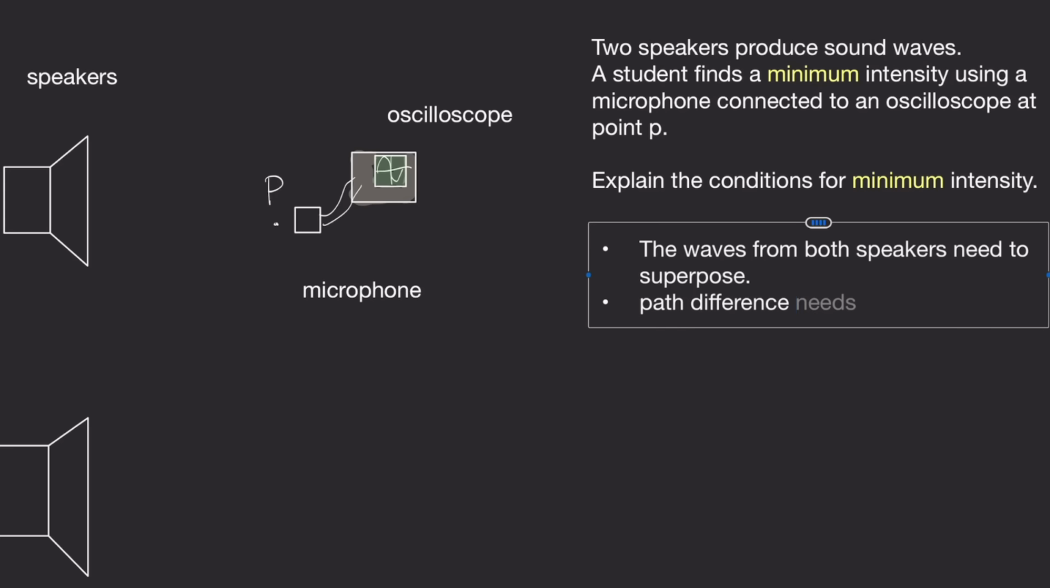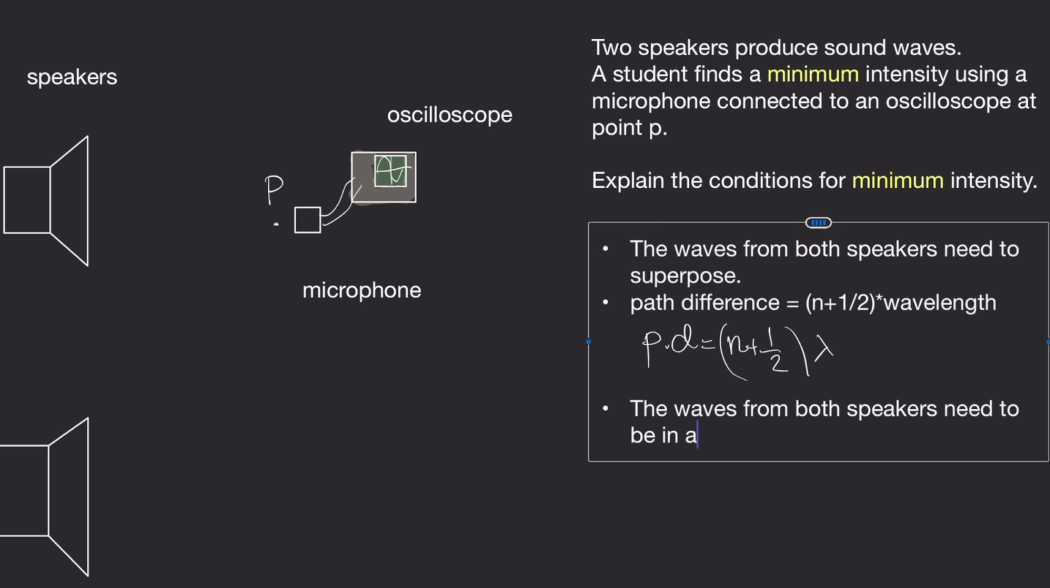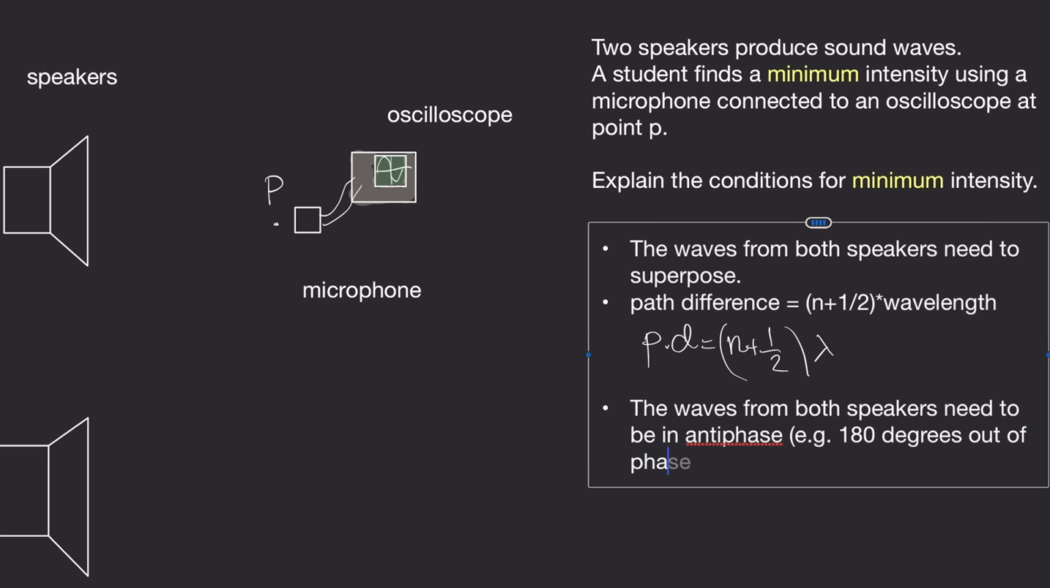So multiples of these. So the path difference will be equal to n plus a half multiplied by the wavelength. And finally, the waves from both speakers need to be in antiphase. So for instance, this could be 180 degrees out of phase or pi radians.